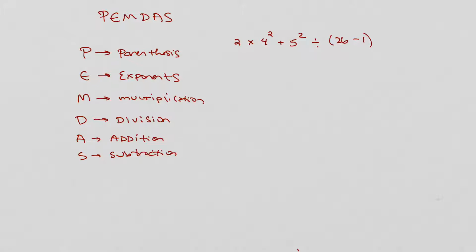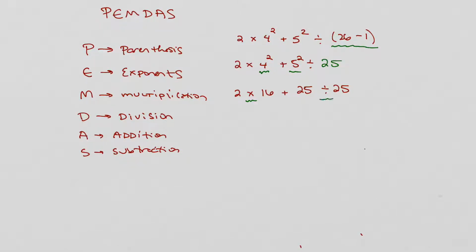Again, parentheses come first. So that's this part. If we do that part first, I'm not doing anything to any of the rest, and then the 26 minus 1 leaves me with 25. Now there's no more parentheses, so we can look at exponents. The exponents are here and here. Doing them left to right, 4 squared is 16, 5 squared is 25, and I've still got this divided by 25 at the end. Since we've gotten rid of all the exponents, the next level is multiplication and division. There's a multiplication problem and a division problem right there.